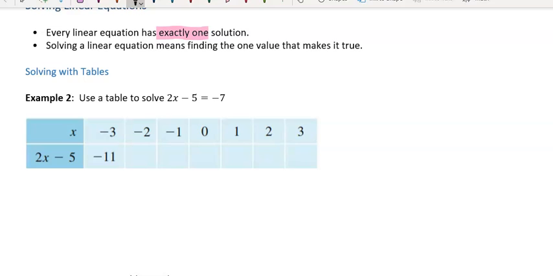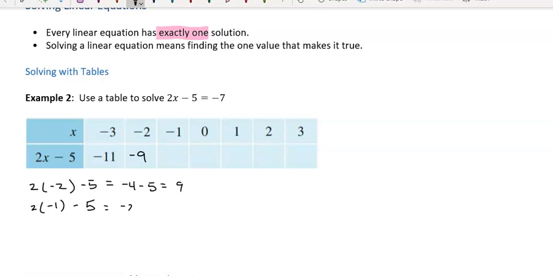Okay, so the way we use tables is we say, all right, well, what would 2x minus 5 equal if x was negative 3? Well, it would equal negative 11. What would it equal if x was negative 2? So you're going to say 2 times negative 2 minus 5 equals what? So that's going to be negative 4 minus 5, and that equals negative 9. So we'll put negative 9 right here. All right, the next one is 2 times negative 1 minus 5, and I got the negative 1 from right there.